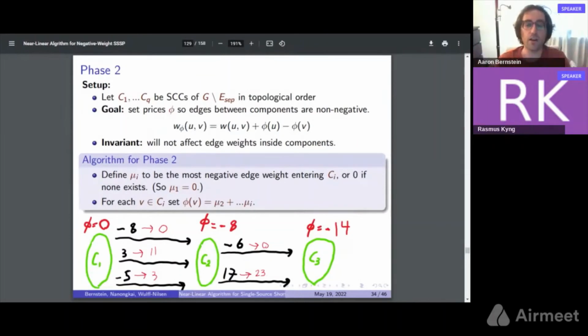And again, you can see that all of the edge weights entering C3 have gone up by 6, or at least 6. Because any edge from C2 to C3, you take the original edge weight, you add phi of C2, which is -8, but then you subtract -14, so you've increased it by 6. 6 was the most negative edge weight, so everything becomes non-negative. You could also have edges from C1 to C3, but for those you add even more than 6, right? Because C1 had an even smaller price, so you're adding at least 6 to every edge entering C3, so everything becomes non-negative. So that's the whole algorithm. You just go through and fix one component at a time.